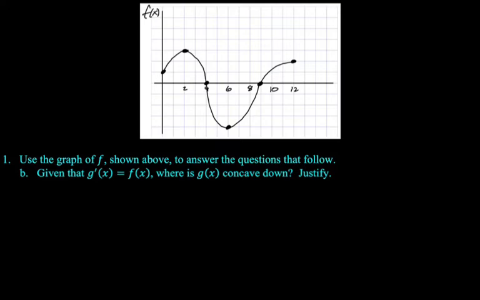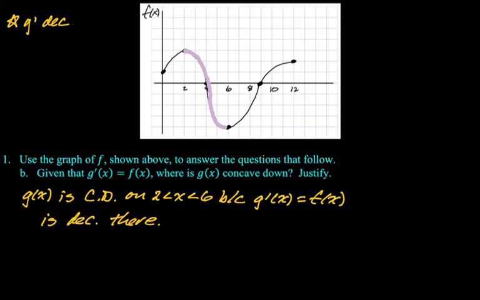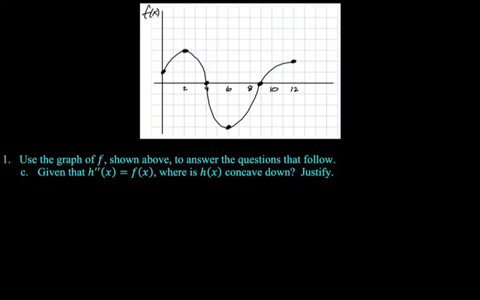Given that g prime is equal to f of x, where is g of x concave down? All right, so now we're looking at the graph of the derivative. If we're looking for concave down, what we need is g prime to be decreasing. You look at the graph and you see this is decreasing here. So now we can write our answer. I'm going to say g of x is concave down on 2 to 6 because g prime, which is equal to f of x, is decreasing there. I always worry that people won't know what I mean if I just write g prime, and it's weird if you just write f of x, so I usually write g prime equals f of x. That's all you need.